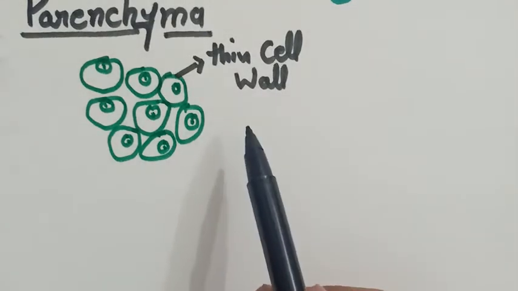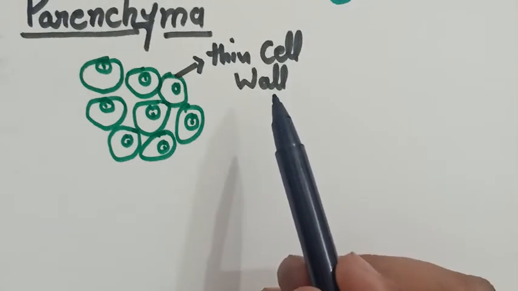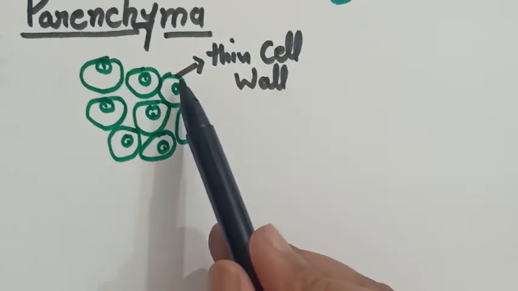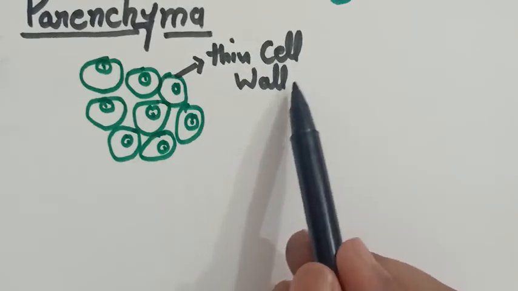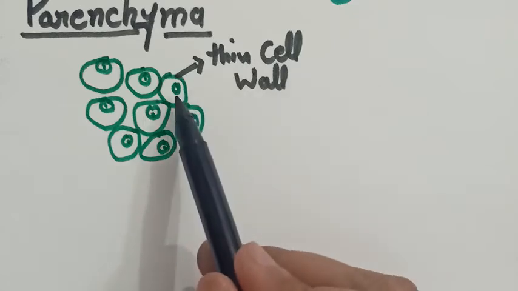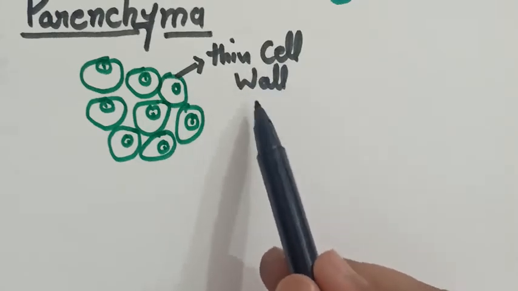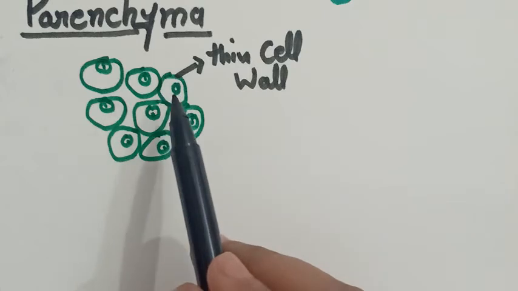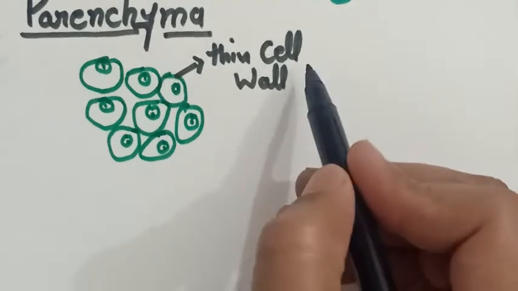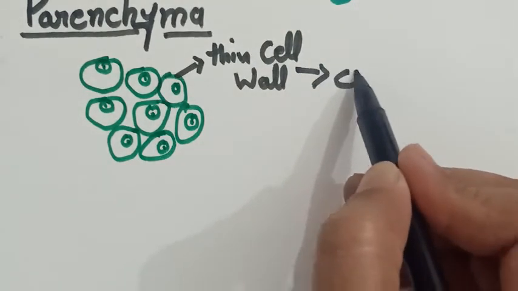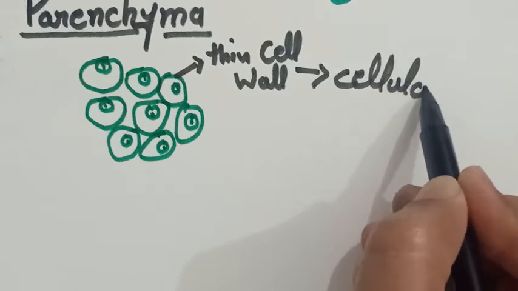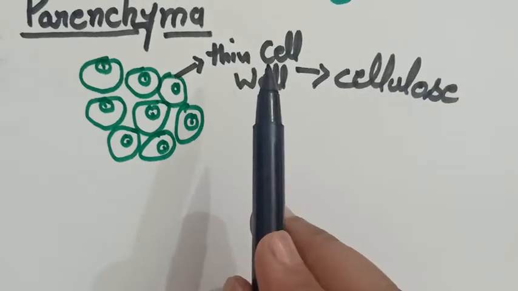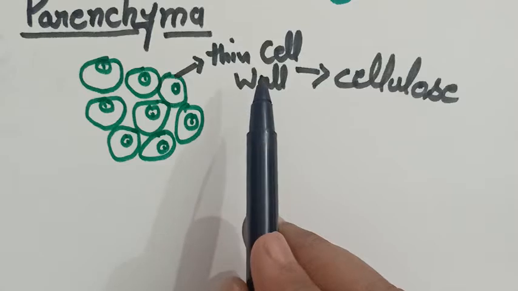Alright, students. The cell wall of parenchyma is thin. What is a cell wall? It is the outermost covering of a cell. The outermost covering of a plant cell is known as the cell wall, and in the case of parenchyma, it is very thin and made up of cellulose.